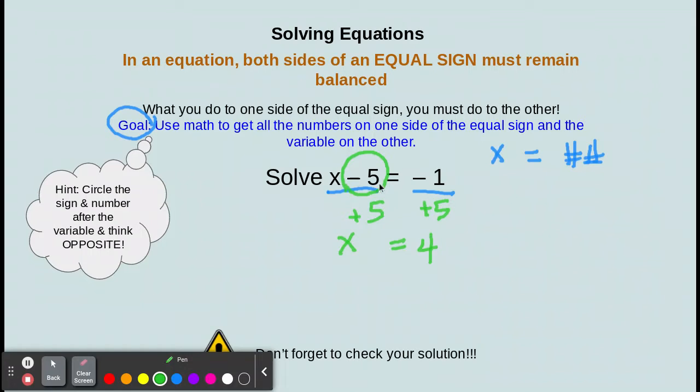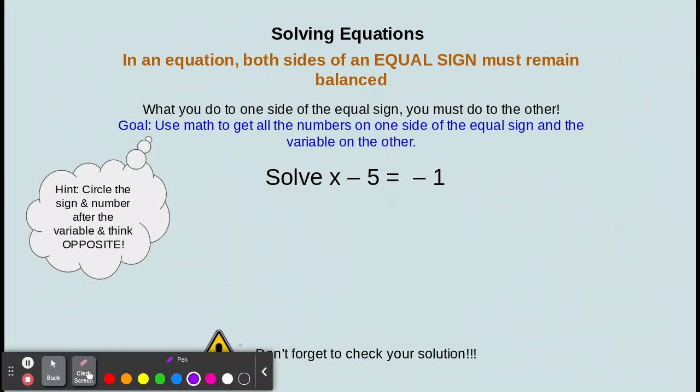All right, so when we do it this way, our solution is x equals 4, but we need to check our solution. The easiest way to do that is to plug what you found for x back into the original equation. So instead of x, we're going to put a 4. We take away 5, and we see what we get. 4 minus 5 is -1, and that matches our original. So we know our solution here is correct.